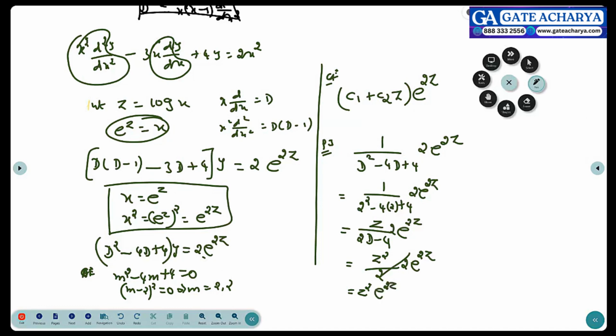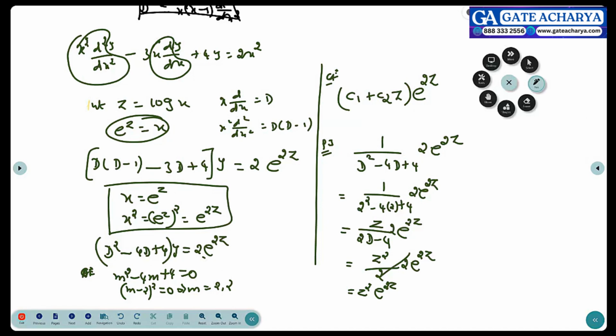That is the particular case, but the problem is not completed. Here in this complementary case, we have c1 plus c2 z e power 2z, particular integral z square e power 2z, but in our original problem there is no z term. All the independent variables are in terms of x, but here we have the final solution in terms of z. So once again we convert all z to x.